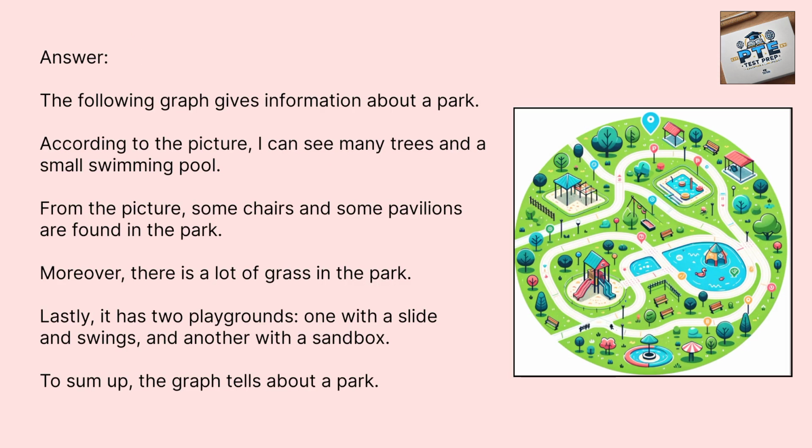The following graph gives information about a park. According to the picture, I can see many trees and a small swimming pool. From the picture, some chairs and some pavilions are found in the park. Moreover, there is a lot of grass in the park. Lastly, it has two playgrounds, one with a slide and swings and another with a sandbox. To sum up, the graph tells about a park.